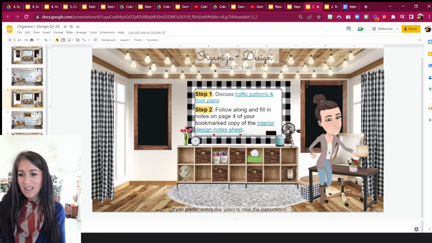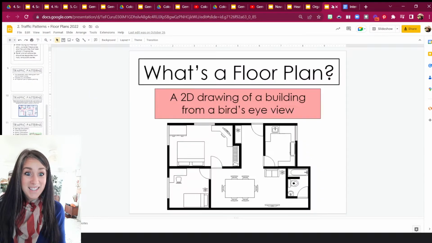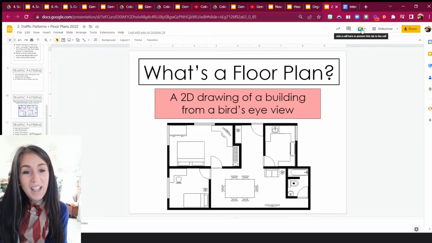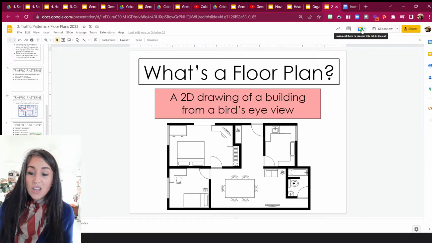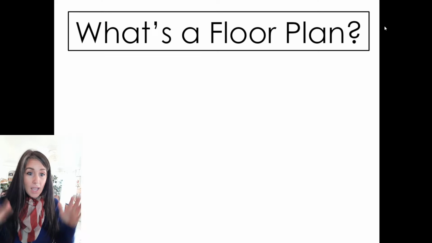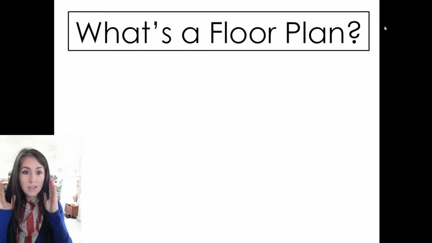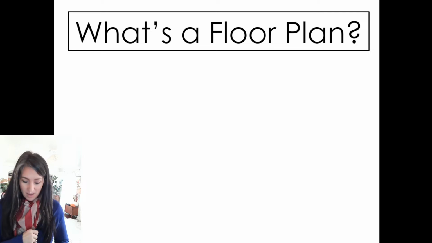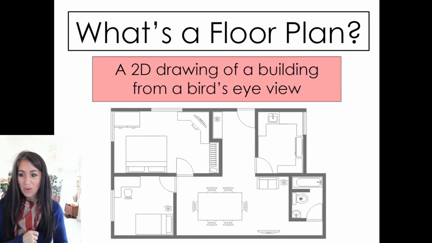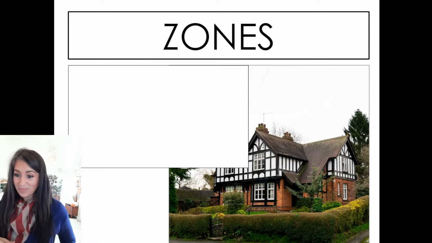So we are going to be discussing traffic patterns and floor plans. So let's get started. What is a floor plan? So a floor plan is a 2D drawing, and it's like the bird's eye view. So when I say bird's eye view, it means like I'm looking from the top down at something. So that is what a floor plan could look like.